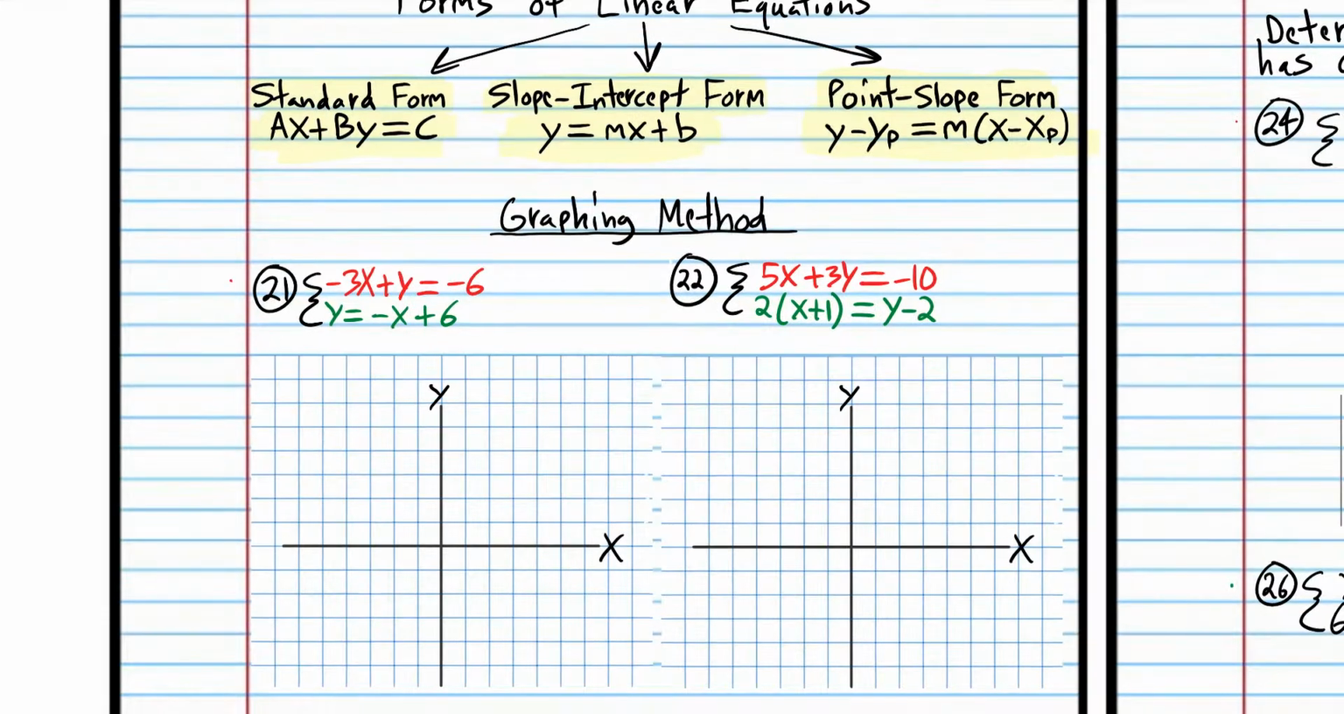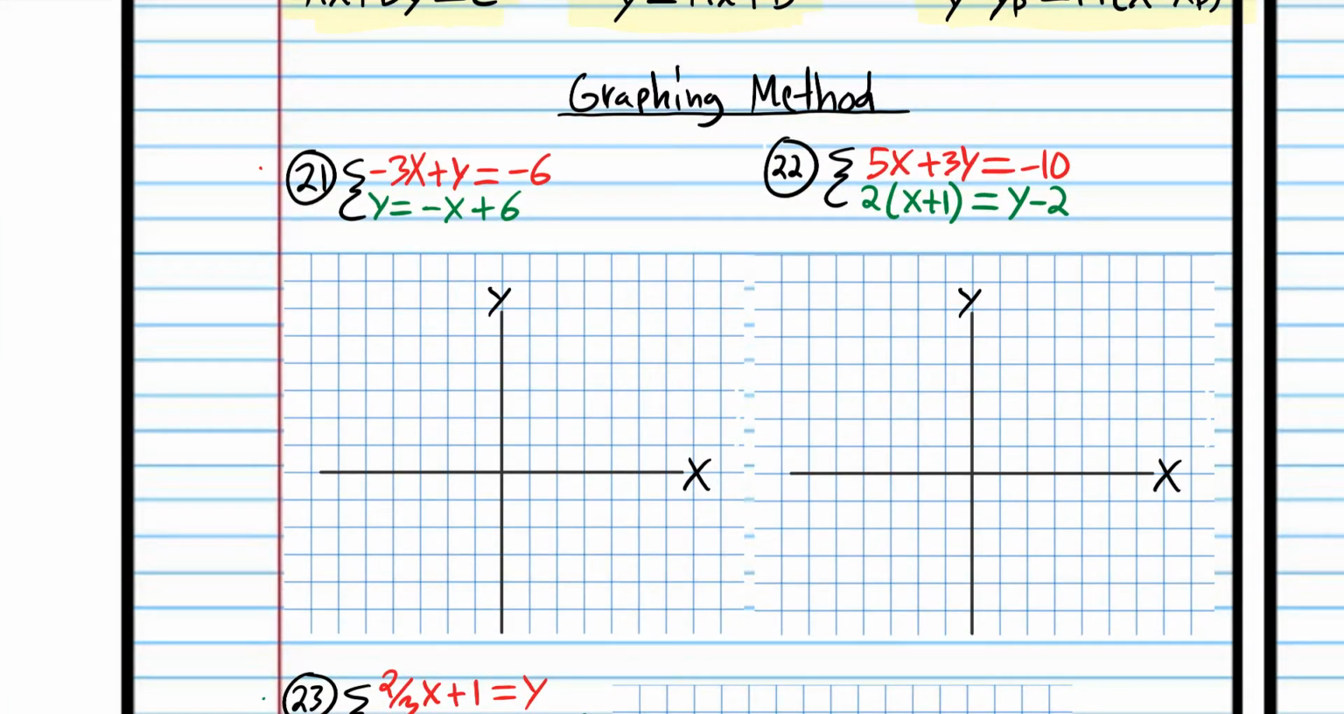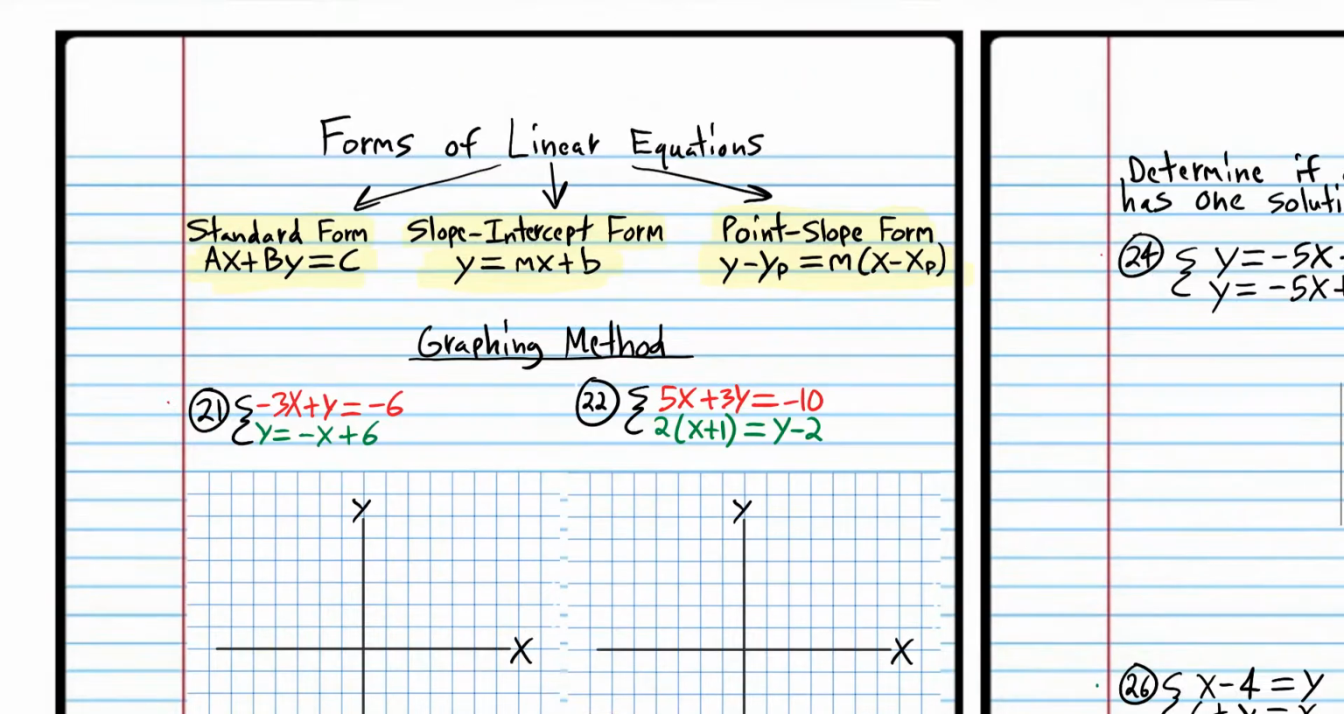And how that works is you graph one equation, and you graph another equation, and you figure out where they cross. That's the solution. That x and y value is the solution to the system. So that's what we're going to do here. But we have to review the whole concept of graphing.